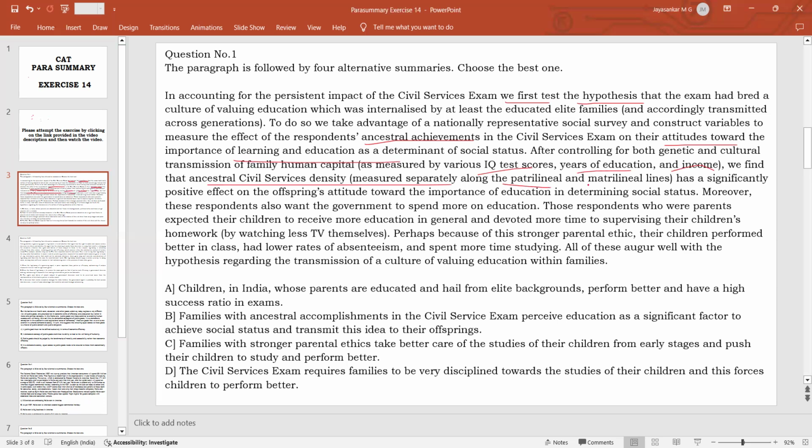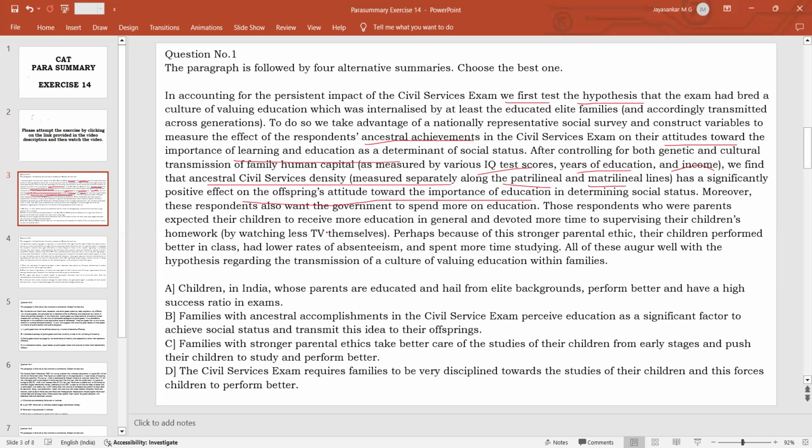Patrilineal or matrilineal means either on the mother's side or on the father's side. If a particular family had any person or persons, on either the mother's side or the father's side, who had done certain accomplishments in the civil services, such families have a very good positive impact on the offspring's attitude towards the importance of education. So in those families, the children will have a very valuable attitude towards the importance of education.